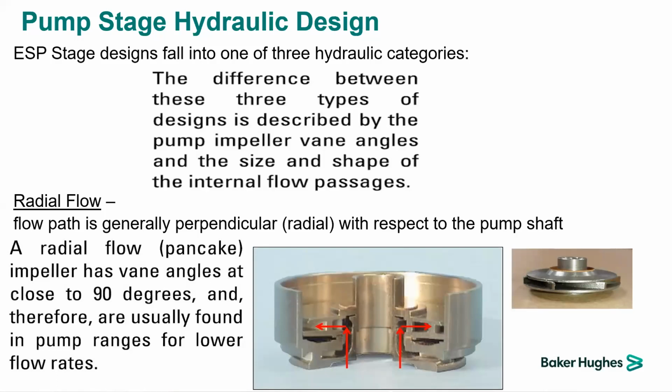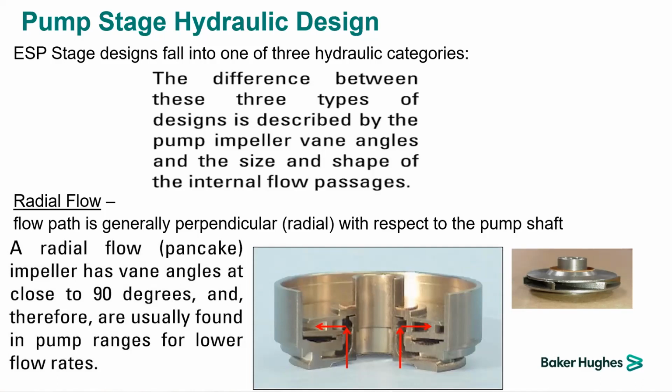The submersible centrifugal pump, as we said, has radial and mixed flow designs. The smaller flow pumps generally come in radial flow design. So when we talk about 100, 200, 300, up to 1,000 barrels, it almost always comes in radial flow design. At some companies, they call the radial flow design a pancake.